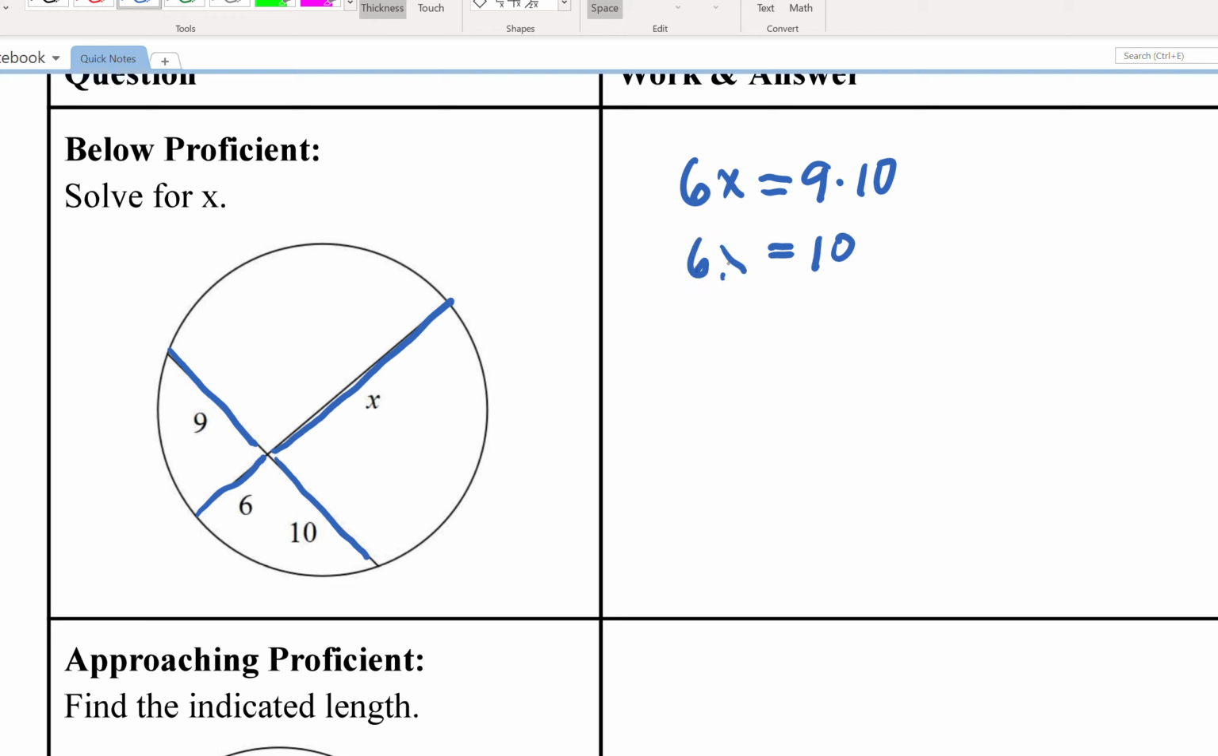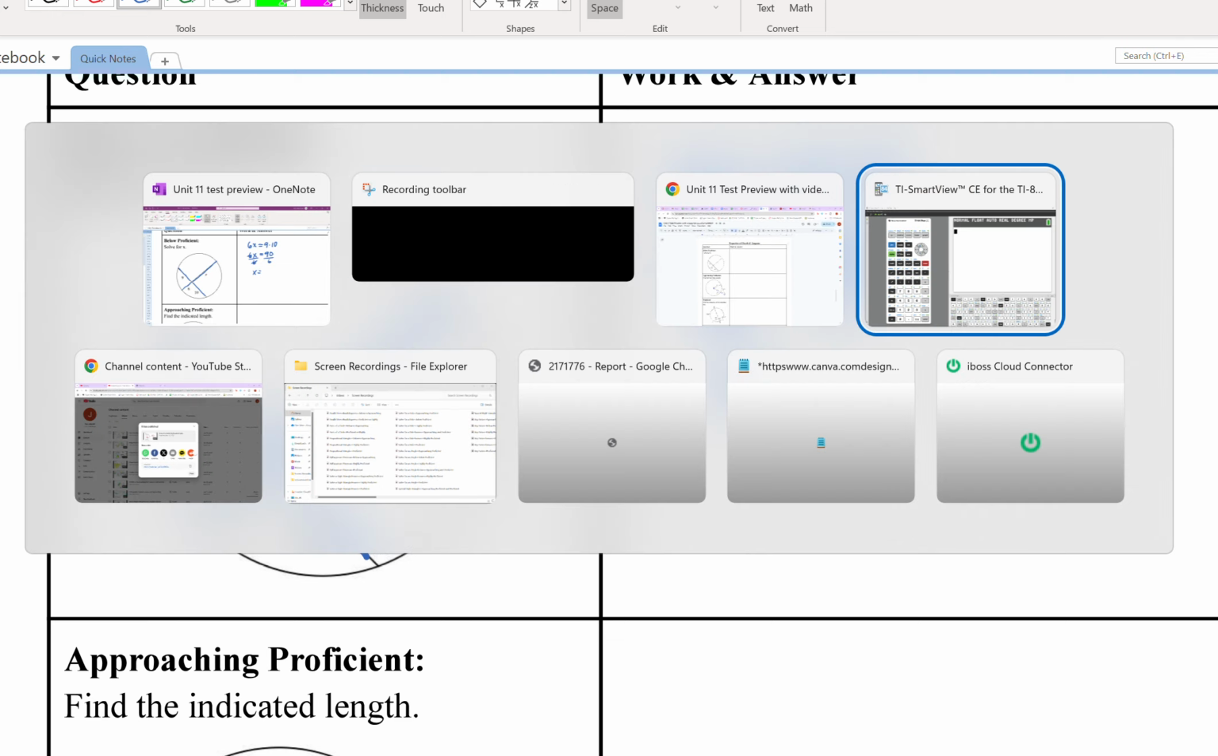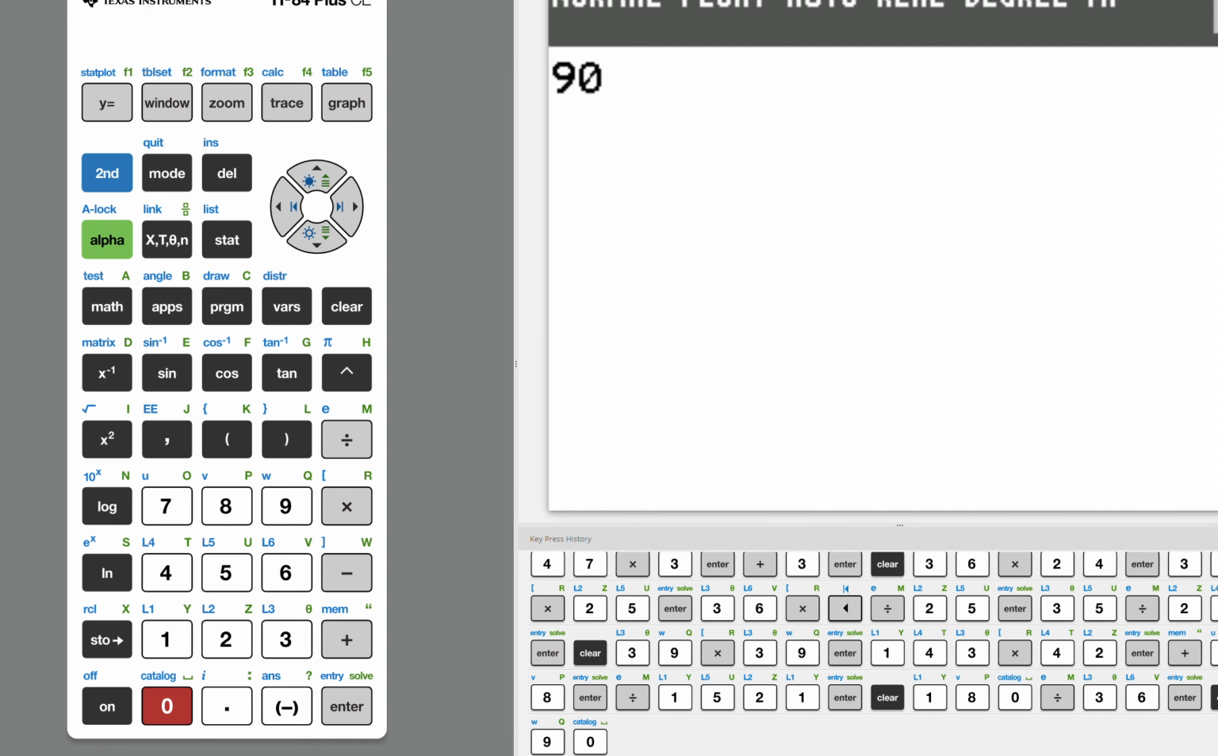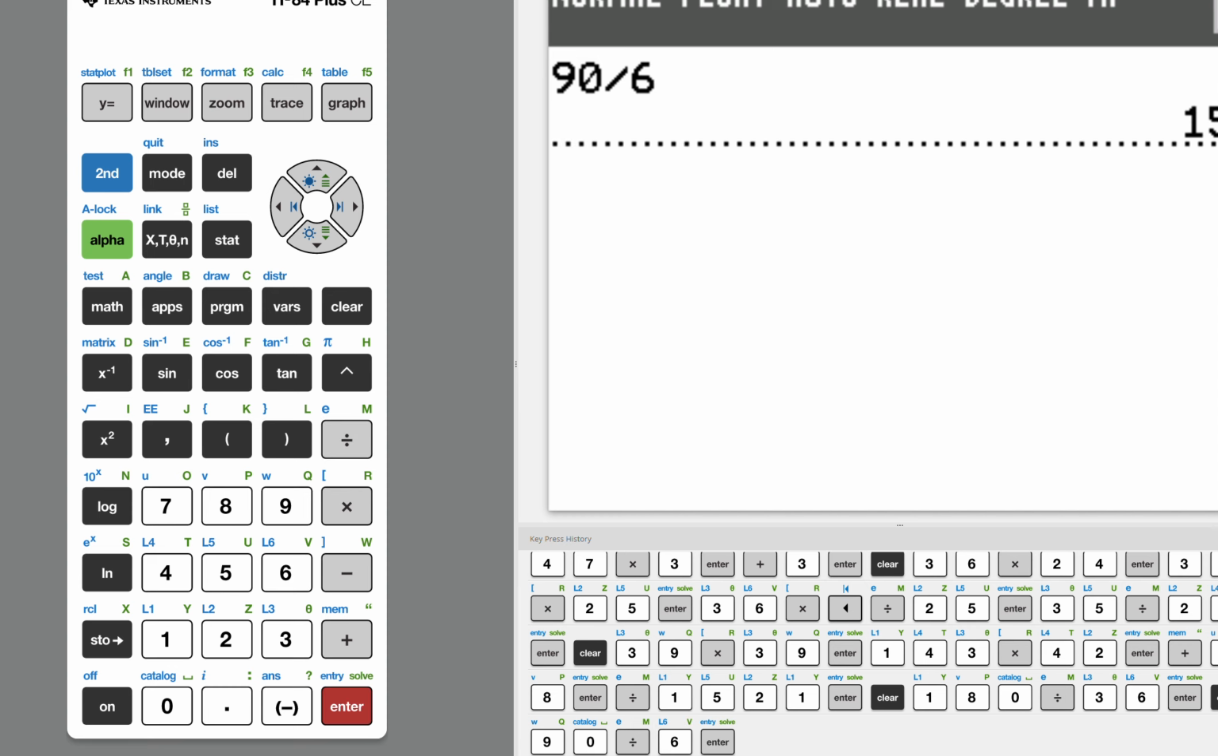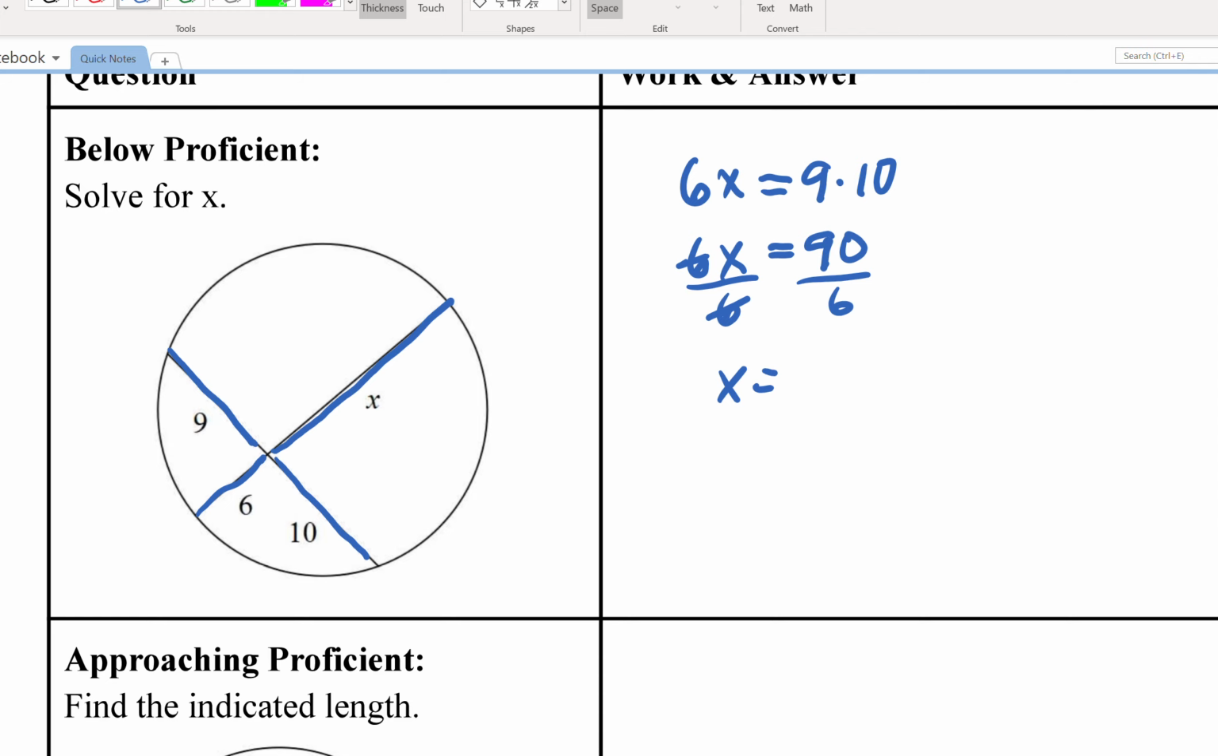9 times 10 would be 90. Then we've got 6x, and then we're going to divide both sides by 6. X then is equal to 90 divided by 6. And if we take 90 and we divide it by 6, we get 15. And so x is 15.